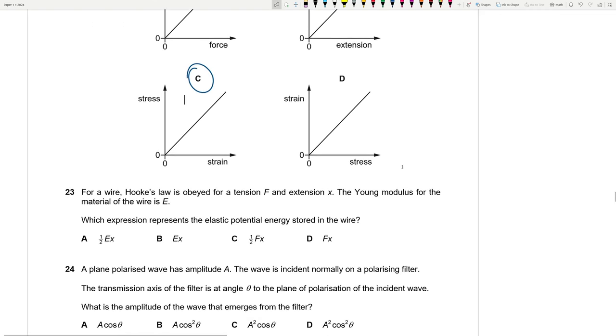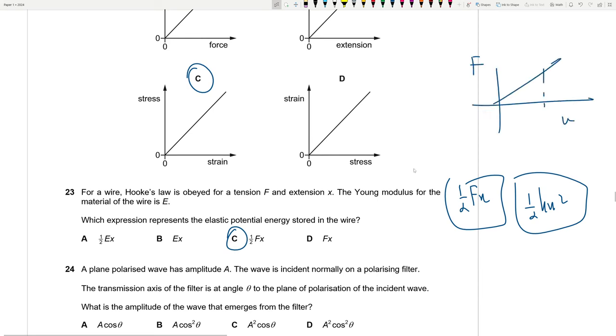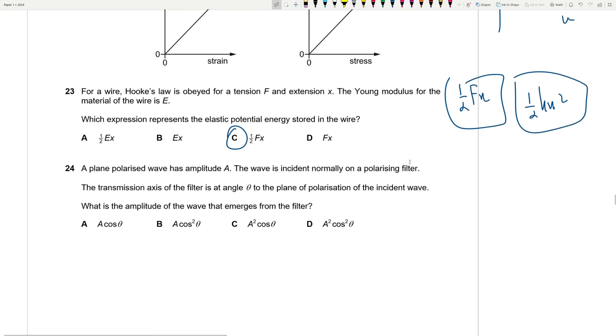For a wire that obeys Hooke's law for tension F and extension x, the Young modulus for the material of the wire is E. Which expression represents the elastic potential energy stored in the wire? So it's either half Fx or half kx squared. We are looking for this. Half Fx is the energy stored in the wire. It's the area under the Fx graph, so it's a triangle.